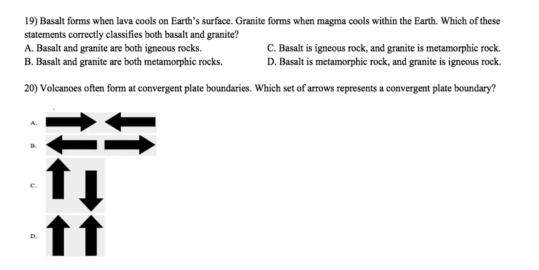Question 19. Basalt forms when lava cools on Earth's surface. Granite forms when magma cools within the Earth. Which of these statements correctly classifies both basalt and granite? A, basalt and granite are both igneous rock. B, basalt and granite are both metamorphic rock. C, basalt is igneous and granite is metamorphic. D, basalt is metamorphic and granite is igneous.